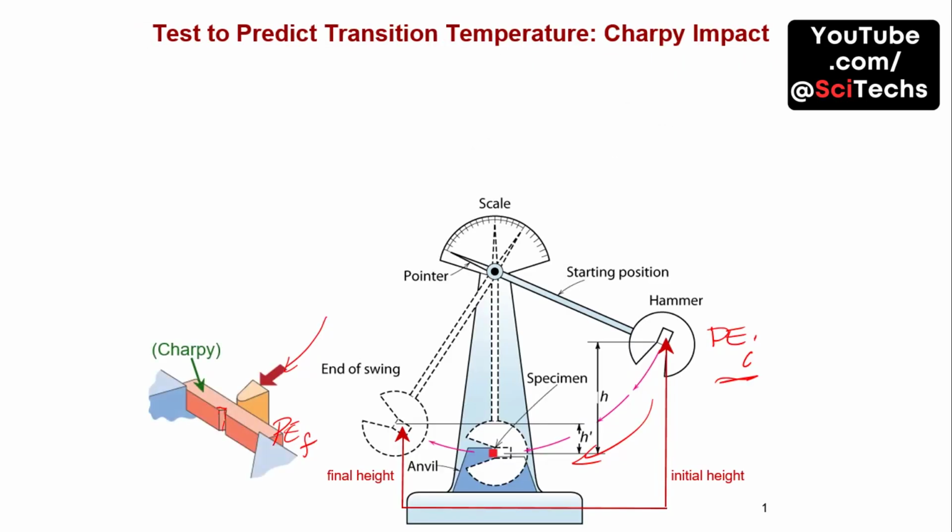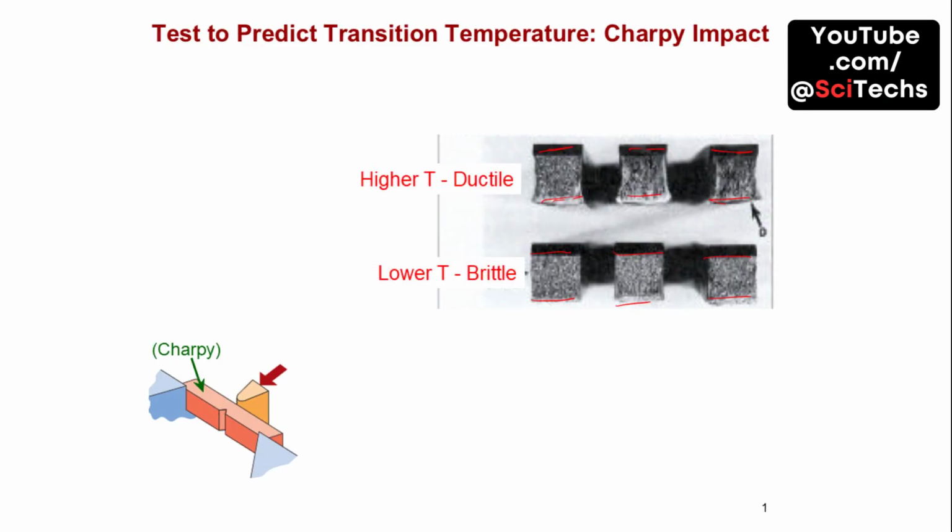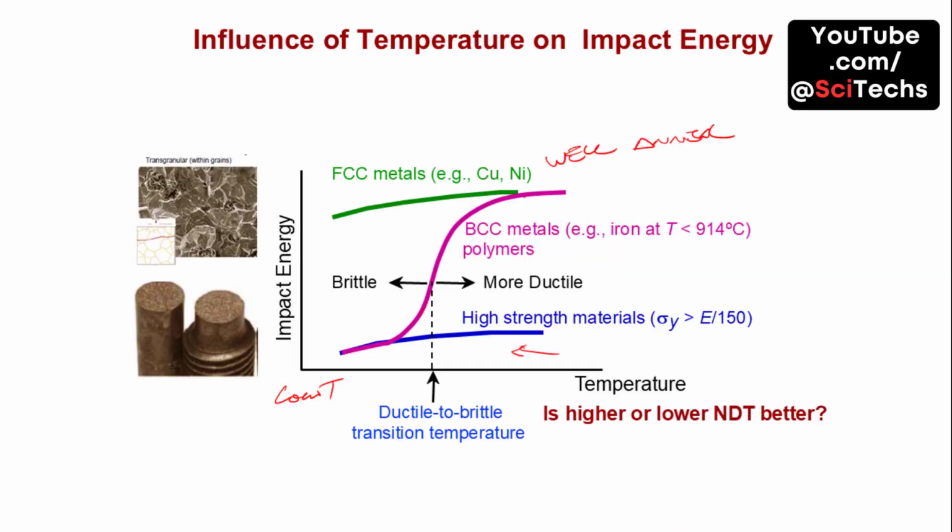The Charpy impact test helps predict the transition temperature of materials. It involves impact loading, which makes the material more brittle and decreases its toughness, measuring the energy absorbed in the process. The results of the Charpy impact test show that higher temperatures result in ductile behavior, while lower temperatures lead to brittle behavior in materials. Temperature significantly influences the impact energy of materials.